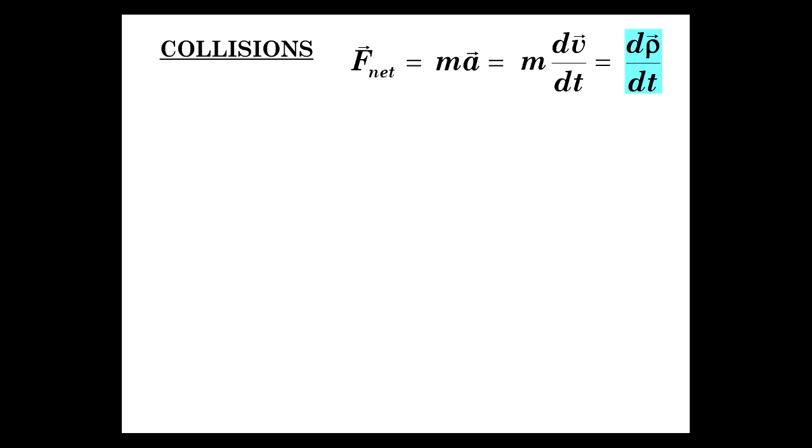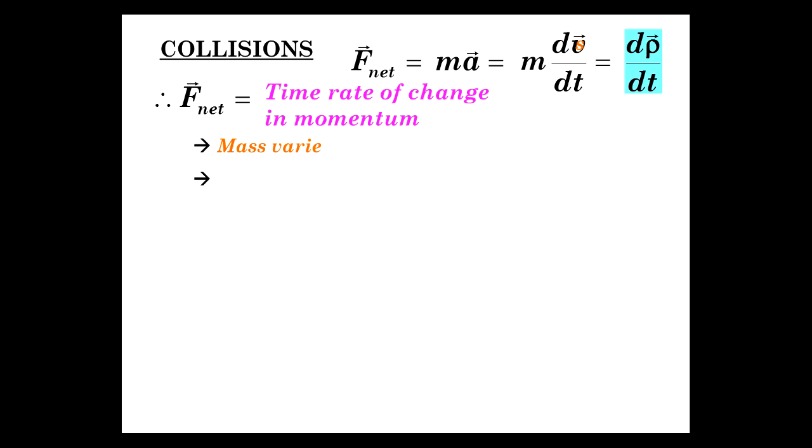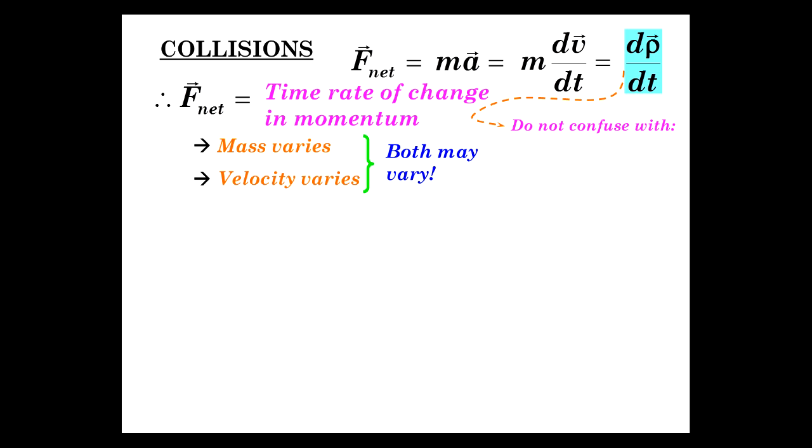In this video, we're going to consider various types of collisions and the momentum associated with each type, before and after. So we start with F net as ma, which we have seen as m dv/dt, which is delta p over delta t, the time rate of change of momentum. So that's F net, and the mass can vary, the velocity can vary, or both can vary. Now make sure again that you don't confuse the time rate of change in momentum with the change in momentum, which is impulse. Very different ideas.